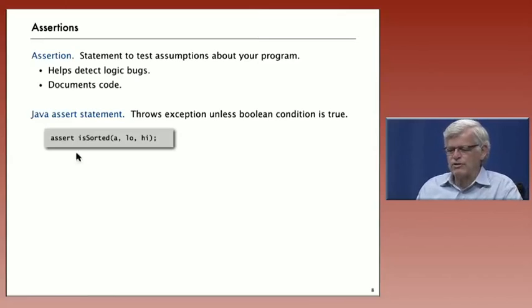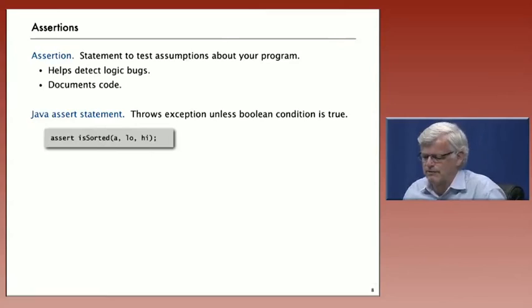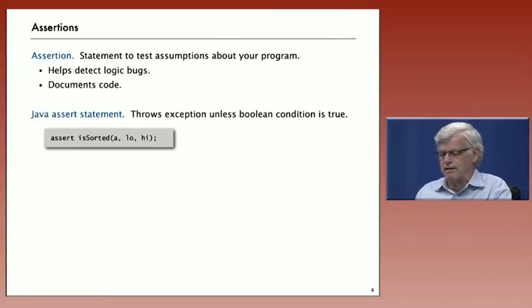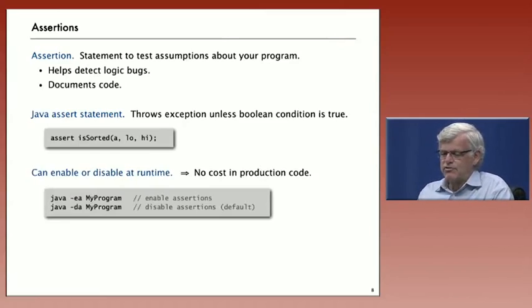In Java, it's just an assert statement, and it takes a Boolean condition. In this case, we're using the isSorted method that we wrote before, which returns true if the part of the array is sorted and false if it's not. What assert will do is throw an exception unless that condition is true. The thing about assertions in Java is that you can enable or disable them at runtime. That's really important because it means you can put them into your code to check while developing, but it doesn't incur any extra costs at all in production code.